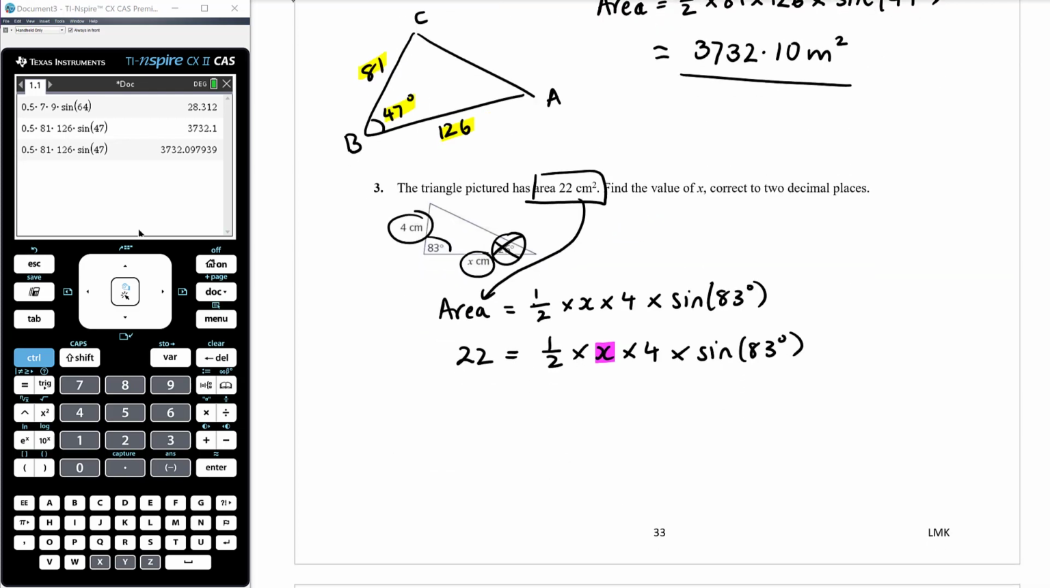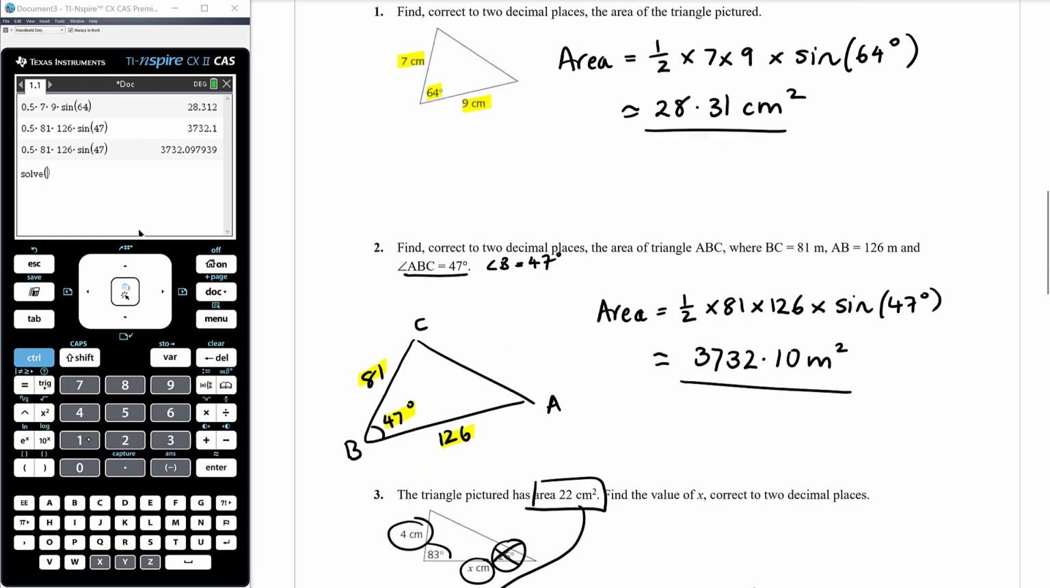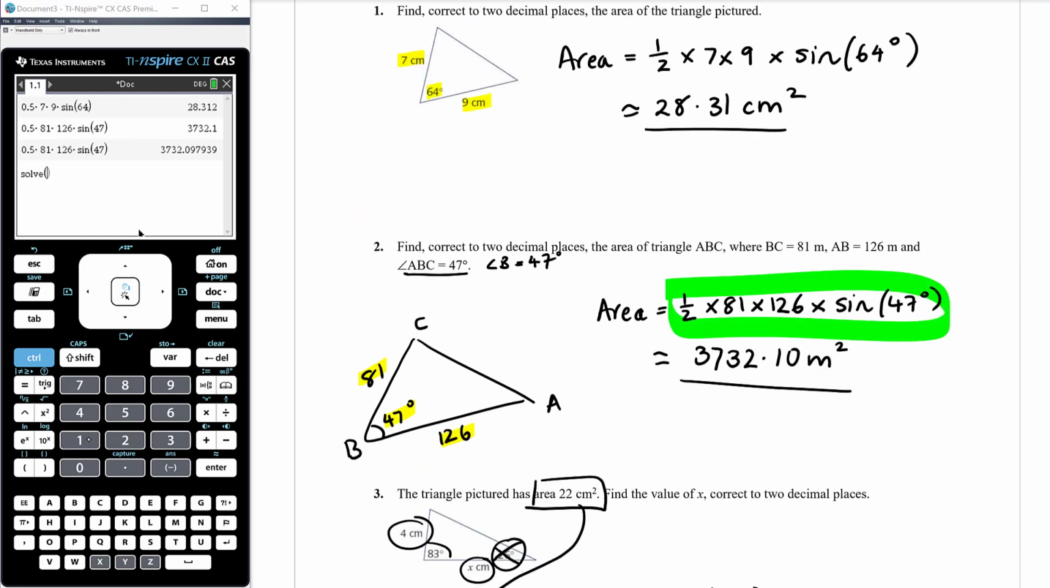Whereas here, we haven't solved for x. X is not on its own. We need to solve for x first. So that's why here we're going to need to use solve, whereas in the previous ones, we don't need to use solve. It's already solved. We simply just type that expression in and work out what it equals.